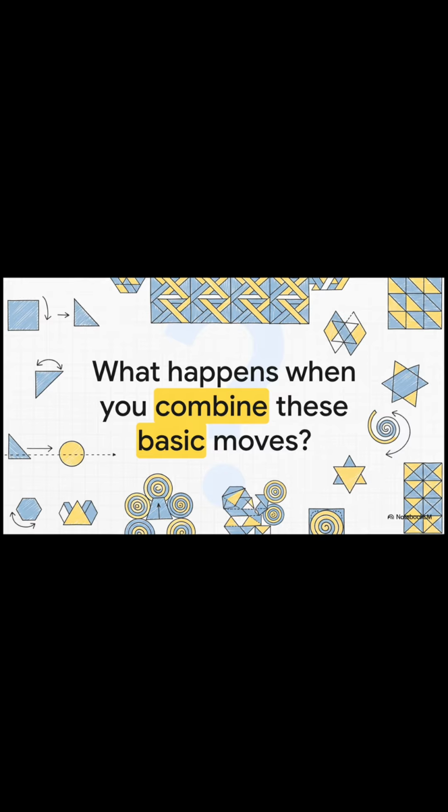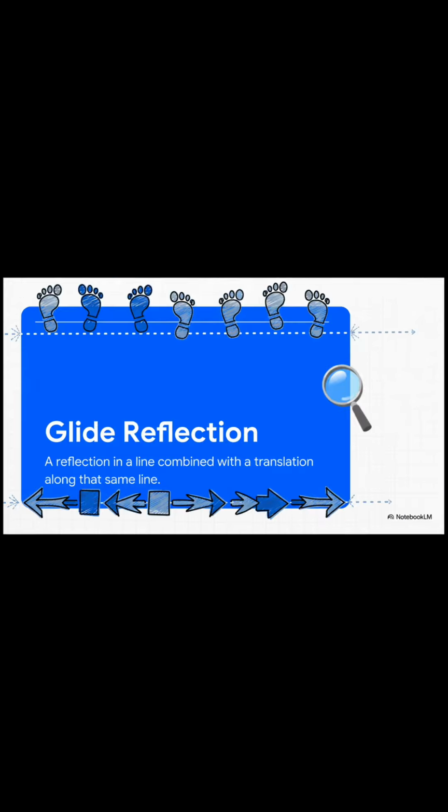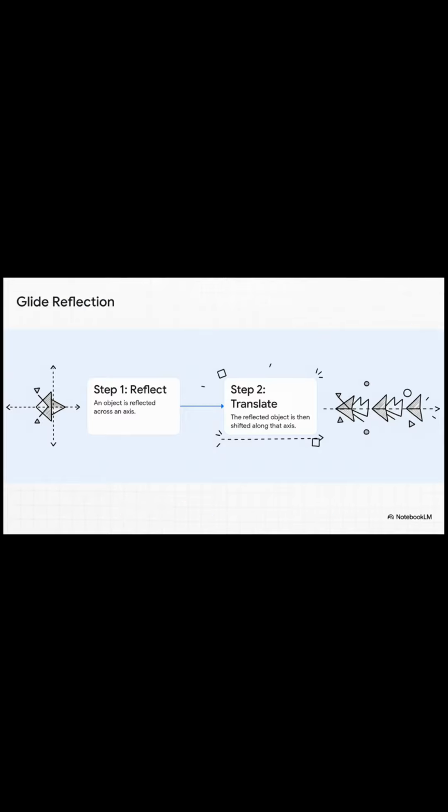But what happens when you mix and match them? This is where it gets really interesting. First up is glide reflection. It's a combo move. A reflection followed by a slide along that same line. So you flip it, then you slide it. That two-step process creates this really cool offset repeating pattern.